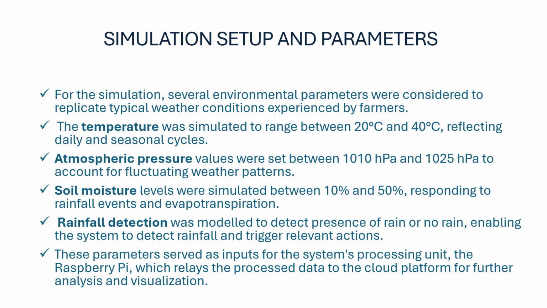Then we need to set the values of pressure in the range of 1010 hectopascal to 1025 hectopascal, as I have written. For soil moisture, we need to simulate it between 10% and 50%. You need to be very careful about these values. Rainfall detection is represented either as presence of rain, that means rainfall is present, or no rain, that means no rainfall is present. So rainfall detection will be optional in the form of random yes or no.